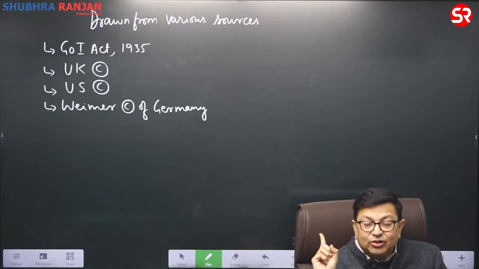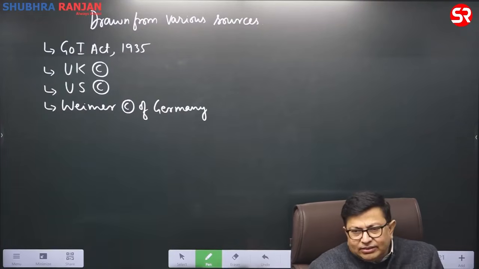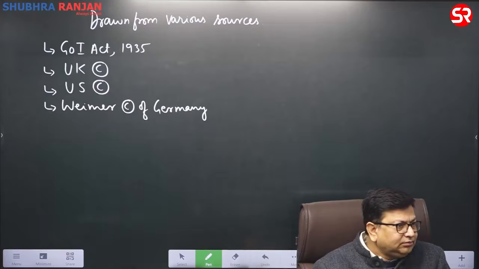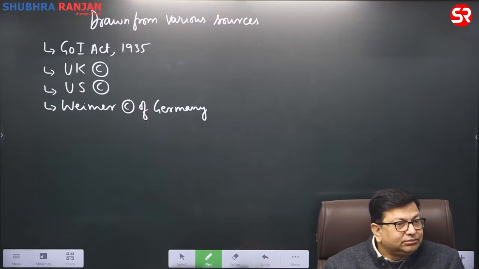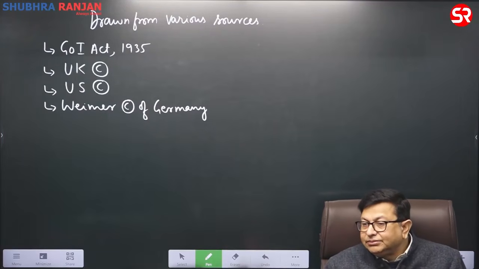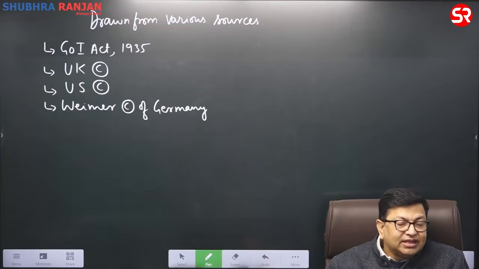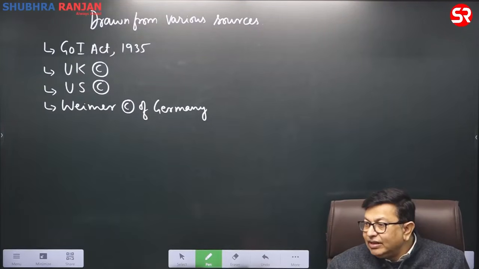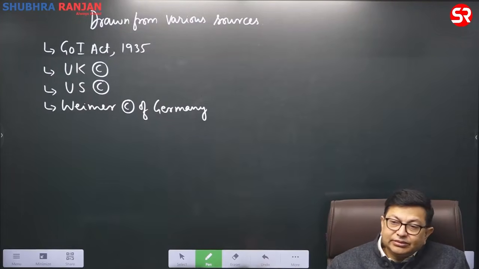So what we have taken, you can write it. The emergency powers vested, V-E-S-T-E-D, in the center. Next, suspension of some fundamental rights during national emergency.